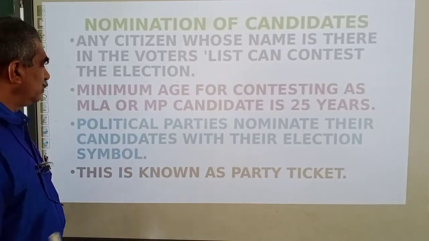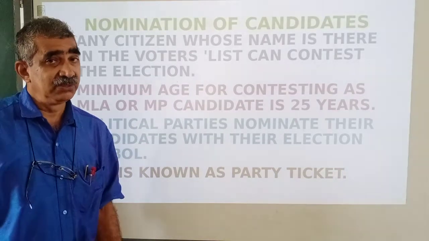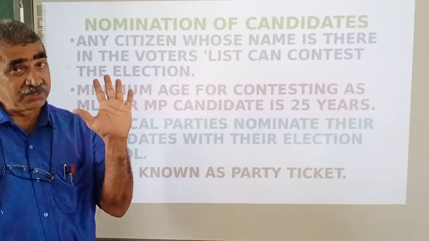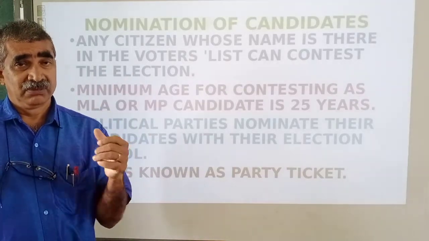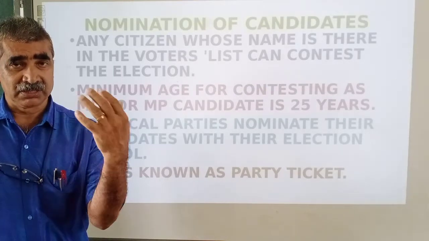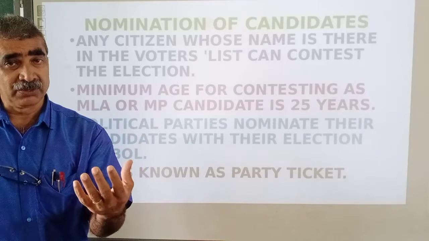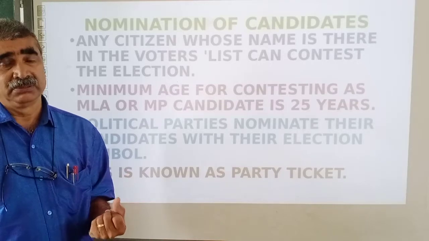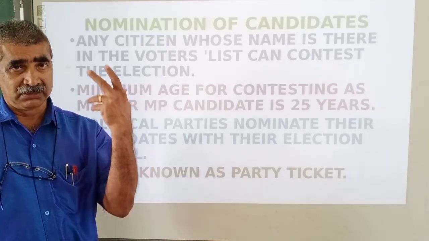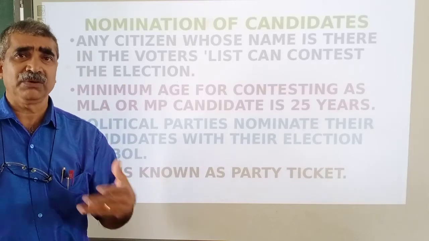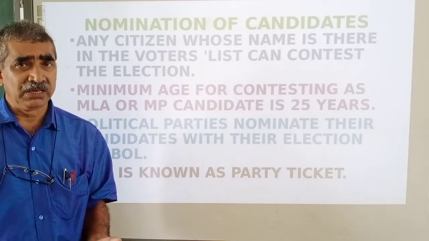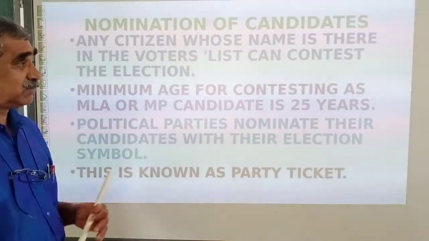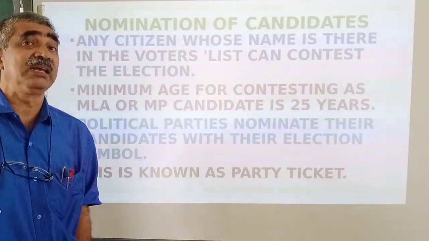Okay. Political parties nominate their candidates with their election symbols. Congress has the hand as a symbol. BJP has the lotus. In Maharashtra, Shiv Sena has the bow and arrow. Lalu Prasad's party has the lamp. TDP has the cycle. Like that, different parties have different symbols for elections. ADMK has two leaves.